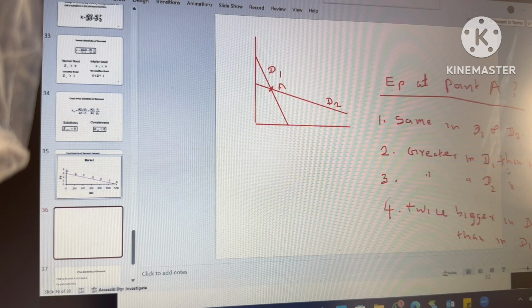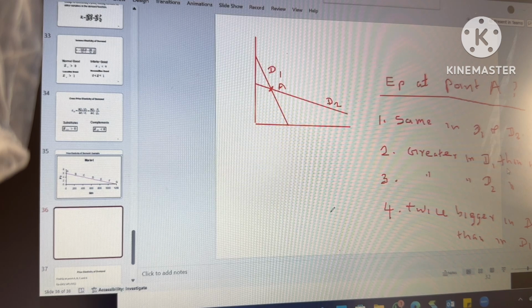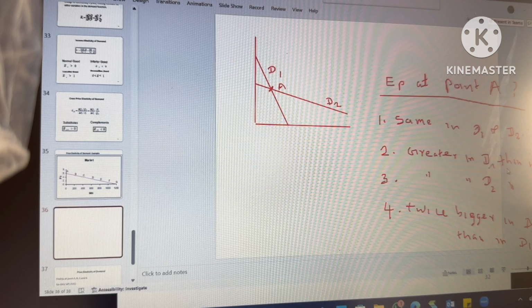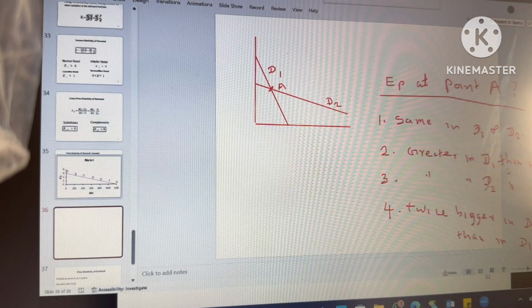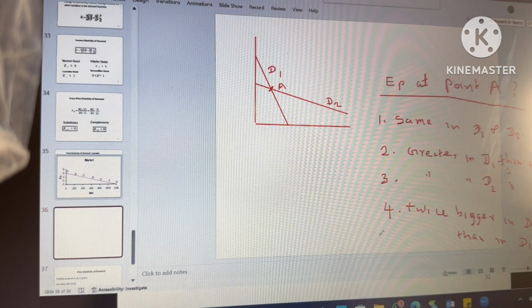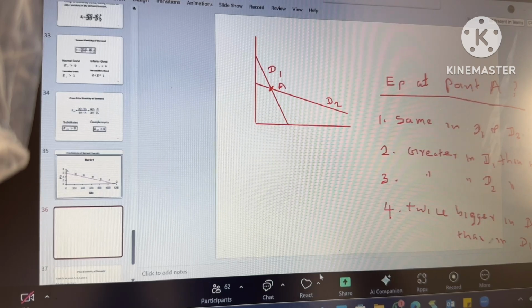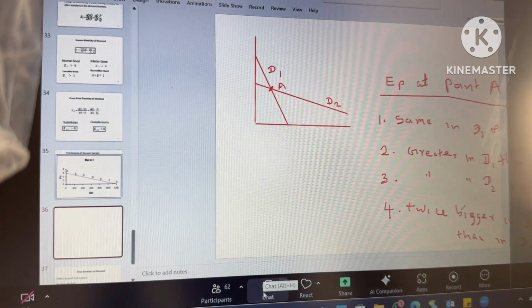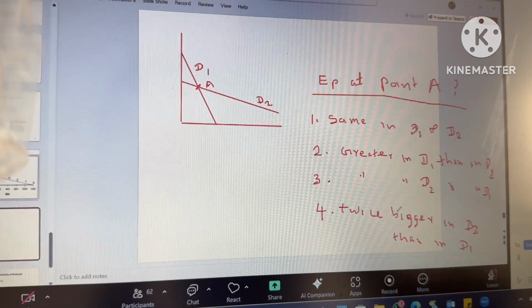My question is, what is the price elasticity at point A? Right? So this is point A, the intersection point. I gave you 4 answers. Answer 1, price elasticity same in D1 and D2, right? Because it is a common point. Answer 2, greater in D1 than in D2. Answer 3, greater in D2 than in D1. Answer 4, twice bigger in D2 than in D1. You need to answer.